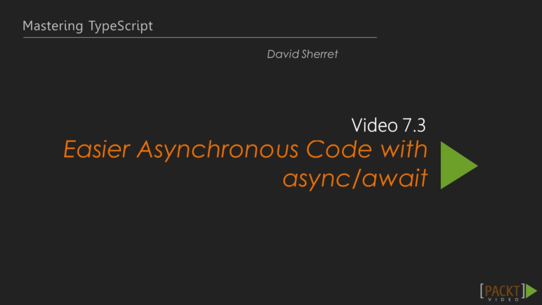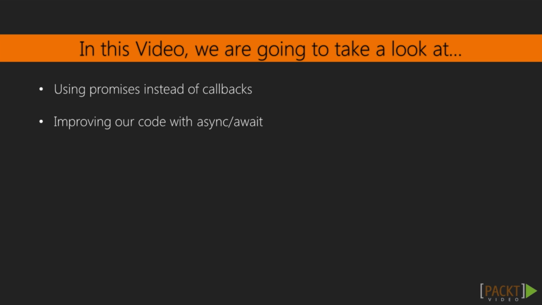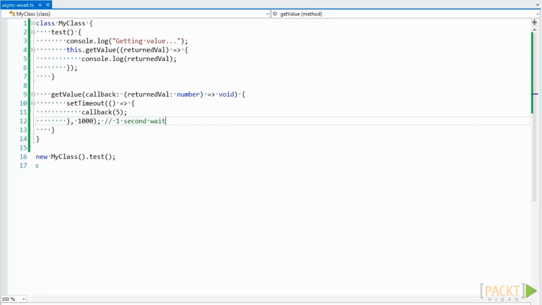In the previous video, we looked at how we can improve the performance and efficiency of our application by using generators. In this video, we're going to look at how we can use async and await to write asynchronous code. We're going to take a look at using promises instead of callbacks, then at improving our code with async and await. For this video, we're going to look at a very simple example.